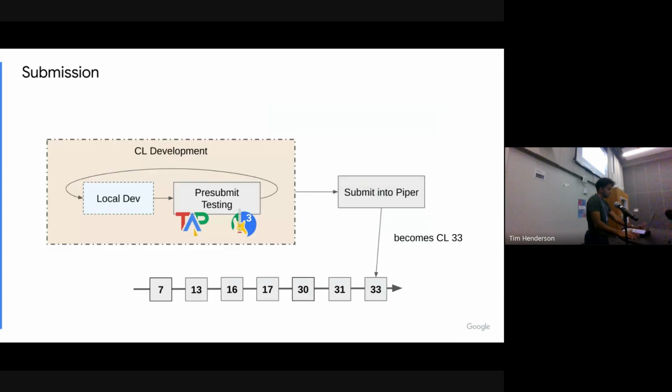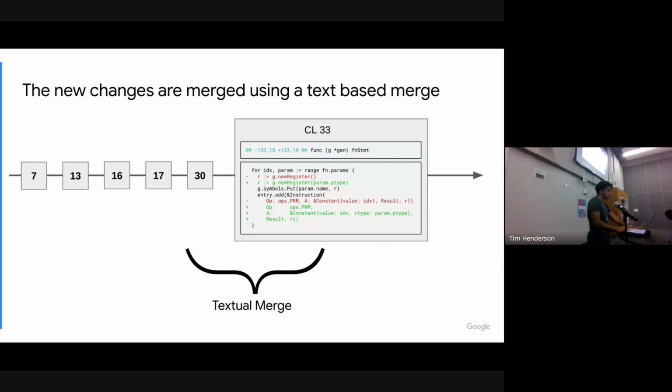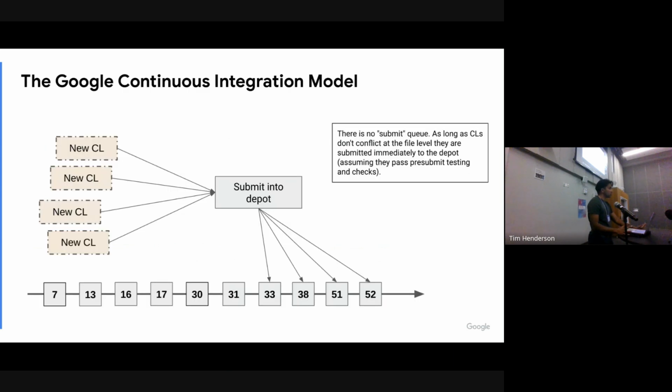Okay, so pre-submit testing leads into submission. A change is submitted, becoming a CL. This submission process is actually quite simple at Google. Commits are submitted one by one using a simple text-based merge. We are actually not using any sort of submit queue. We're simply looking: is there no file overlap between people trying to submit commits around the same time? If there isn't, your CL goes through. Otherwise, you might have to resolve your merge conflict on the developer side.